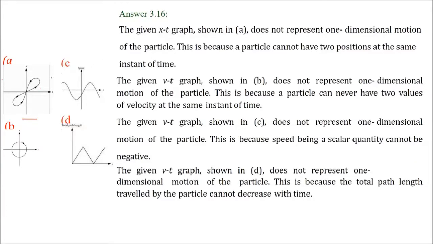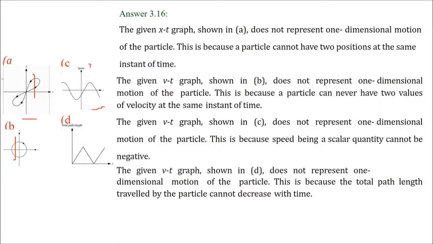In this x-t graph, this graph does not represent one-dimensional motion of the particle. Why? Because it has two positions at the same instant of time. A similar case is with this. It also does not represent one-dimensional motion because a particle can never have two positions or two velocities at the same instant of time.